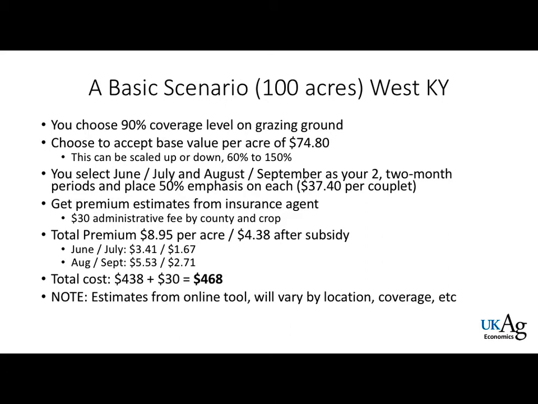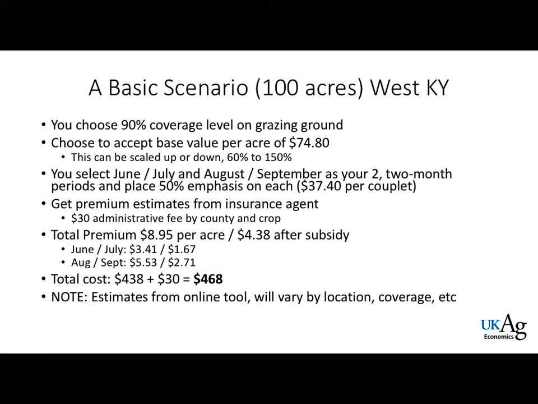I chose 90% coverage. Every county has a base value for grazing acres and a base value for hay acres. I just chose the base value, which in this case was $74.80. So roughly, $70 to $85 is a kind of rule of thumb on pasture ground. You can scale this up or scale this down. I just didn't. I kept it at $74.80.